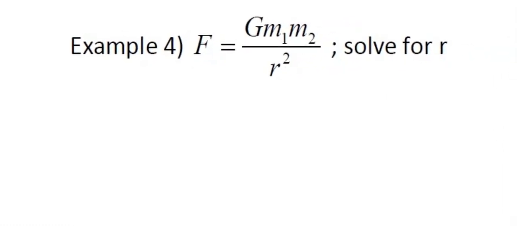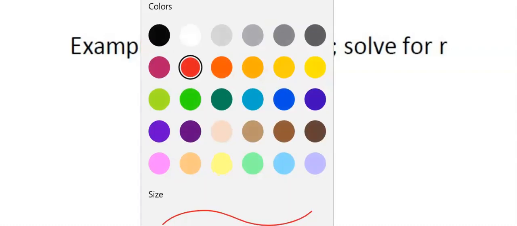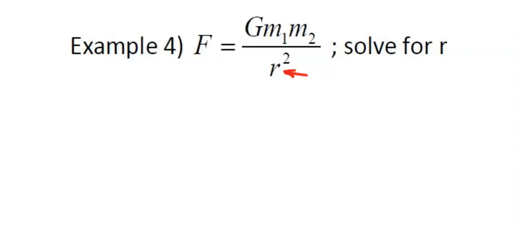With example 4, this is again a little bit different because r is in the denominator now, so we need to get rid of that out of the denominator. We're going to take g times m sub 1 times m sub 2 being divided by r squared, and so we're going to multiply both on the right and on the left by r squared. And that's going to give us f r squared.